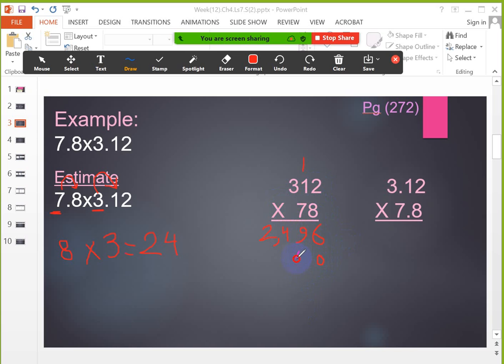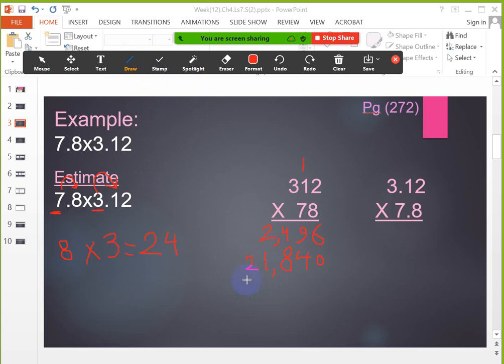14. Very good. So I will put 4 here and 1 above that. Now 7 multiply 1 equals 7, plus 1 equals 8. Very good. 7 multiply 3 equals 21. Very good. Don't forget to order the numbers under each other according to their place value.